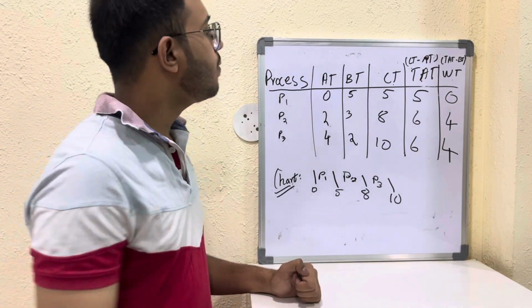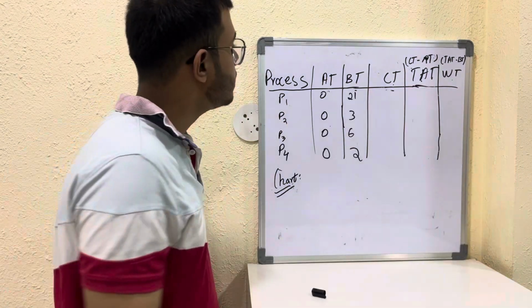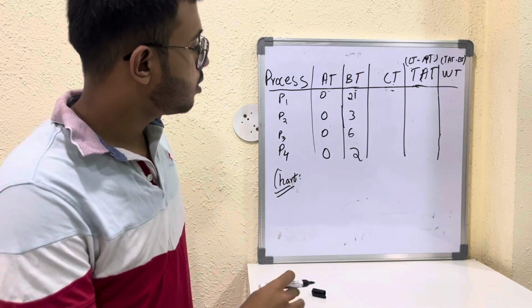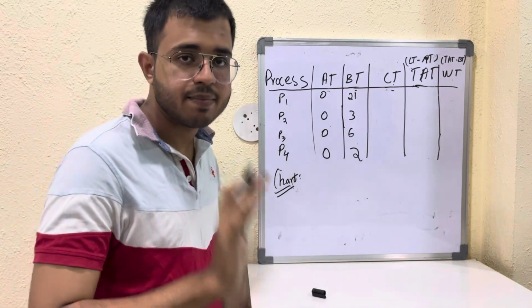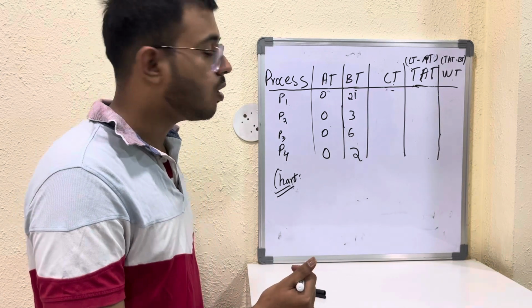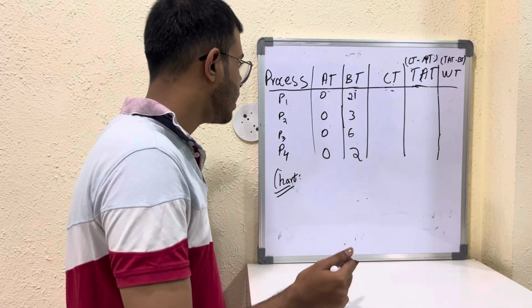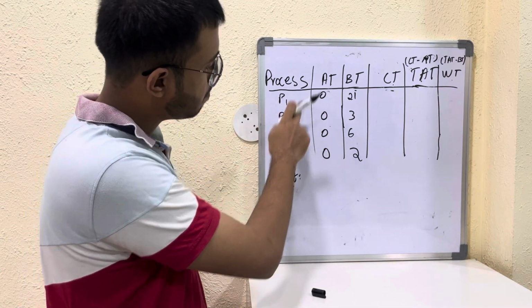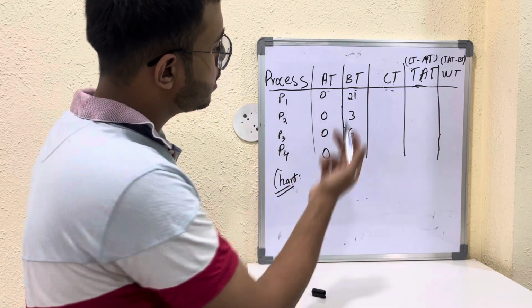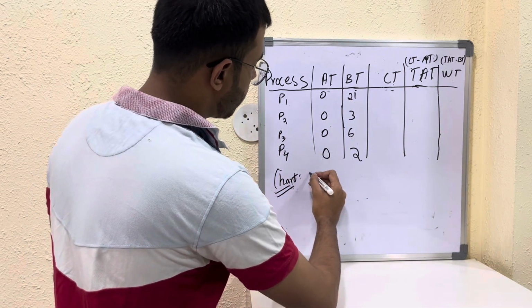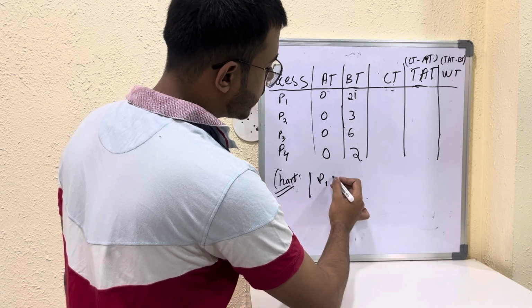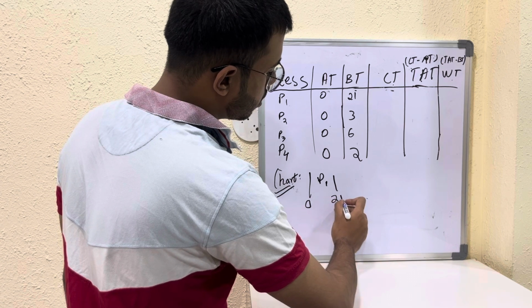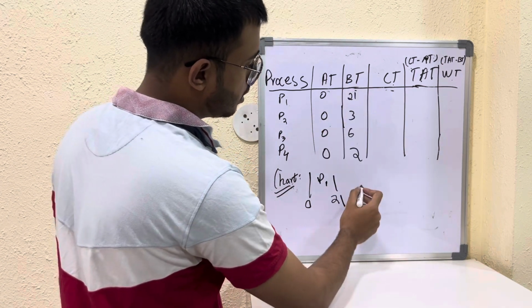Now next we'll see an example in which the arrival time is not given. In this case, all arrival times are 0, which means all the processes are entering the CPU at the same time. When all the processes enter at the same time, we take each process in order: P1, P2, then P3, then P4. So first we take P1. Similarly to the previous problem, it starts at 0 and gets completed at 21 seconds. The amount of time it takes is 21 seconds.